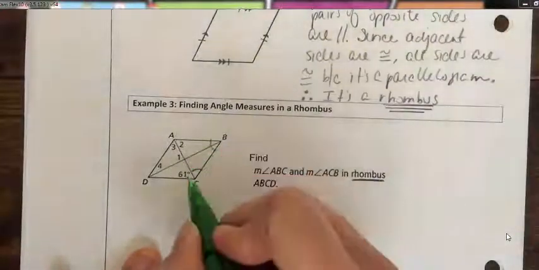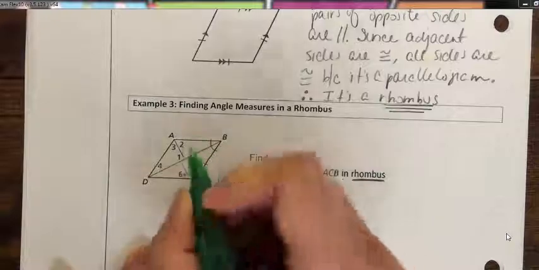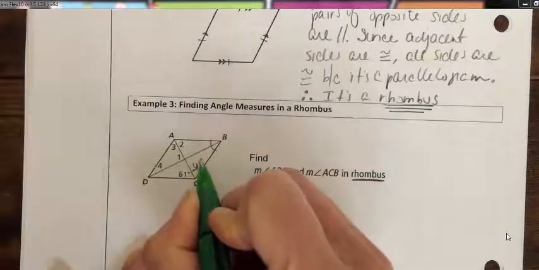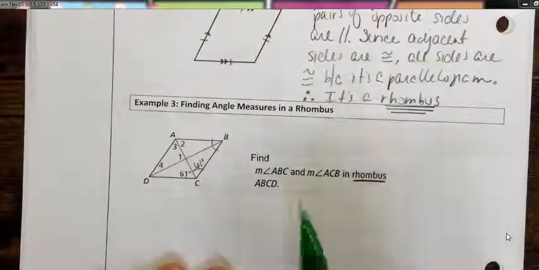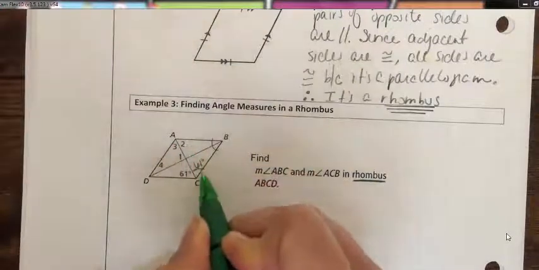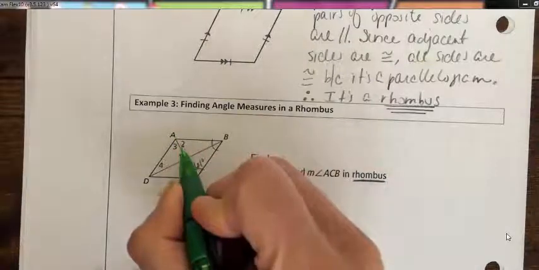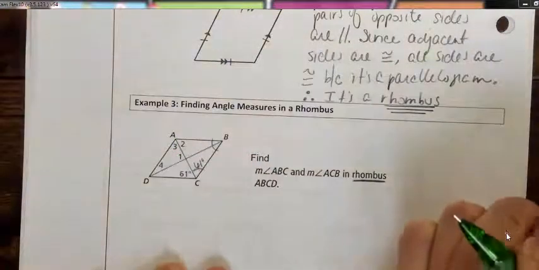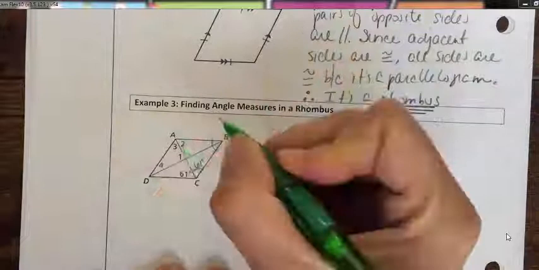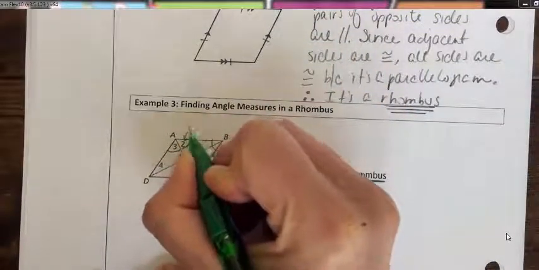Okay, so that tells me here that if this angle is 61, then so is this angle. But this angle 3 and angle 2 add up to be exactly the same as this angle C over here. So that means that angle 2 and angle 3 both have to be 61 degrees.